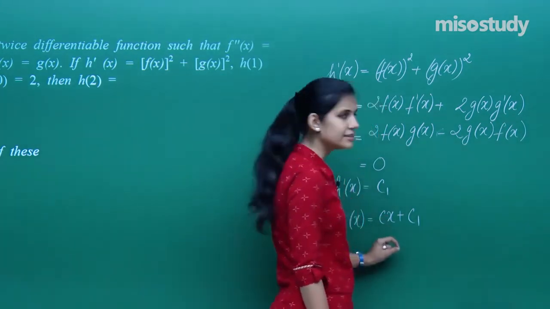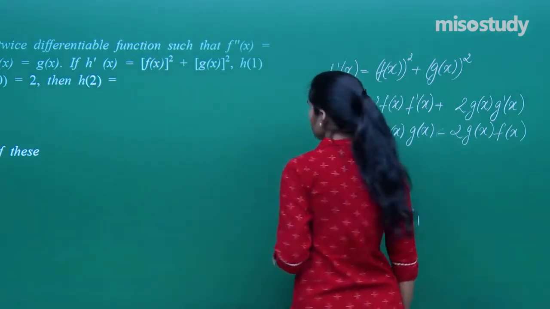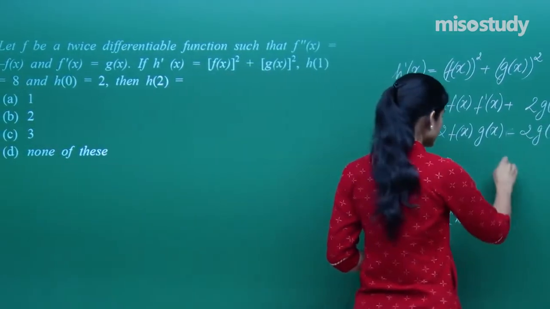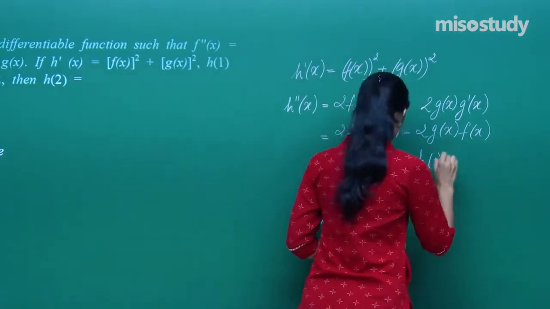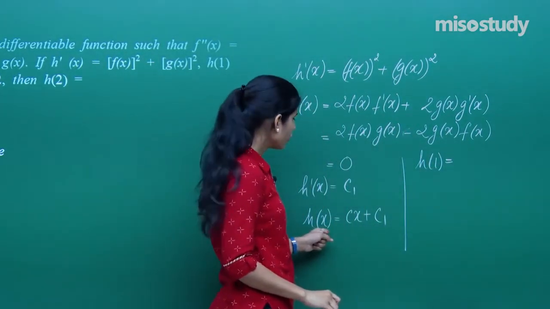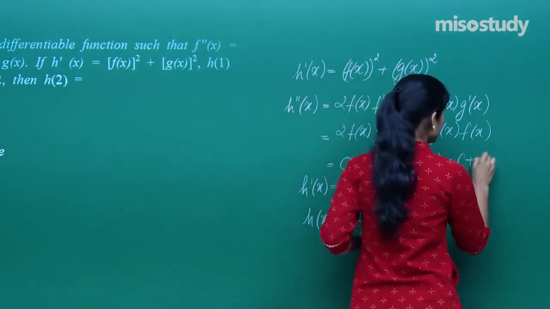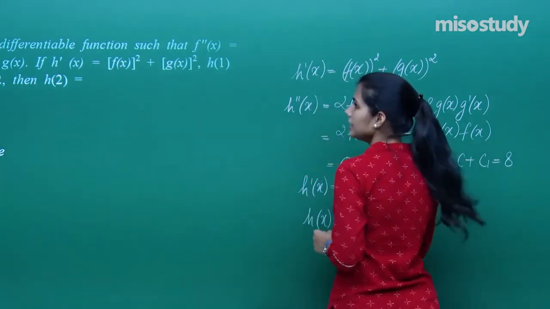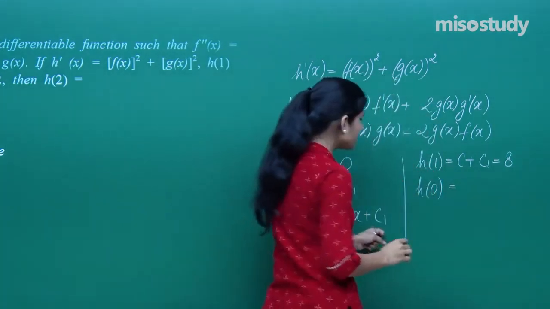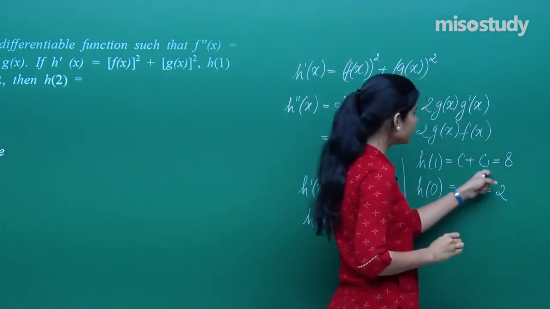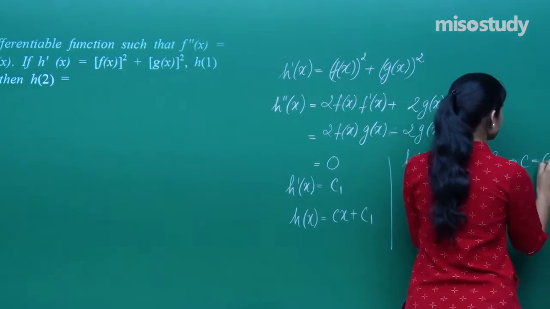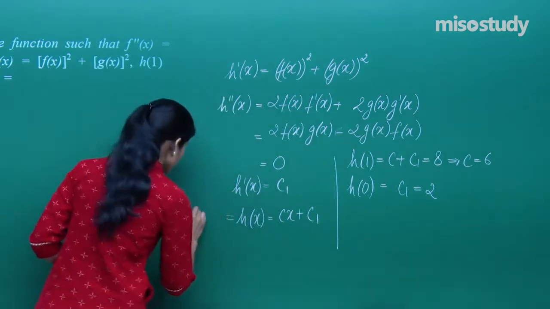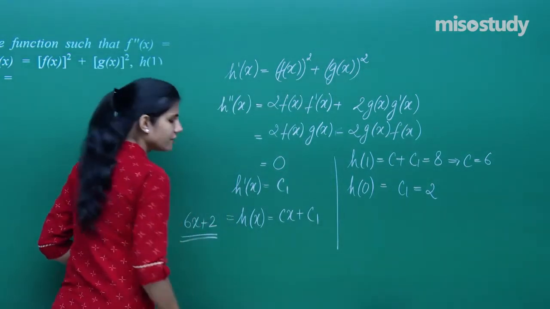Clear? Now the moment you get this, what is the next information given to you? It is given that h of 1 is 8 and h of 0 is 2. What is h of 1? h of 1 is c plus c1, and that is 8. h of 0 is 2, but h of 0 is actually c1. So c1 is 2, and if c1 is 2, c is going to come out to be 6. Therefore h(x) is equal to 6x plus 2. That's how you obtain your function h.